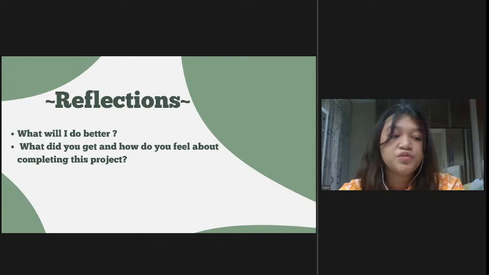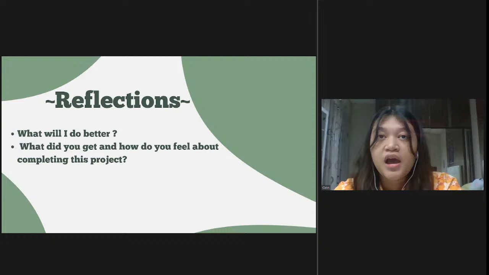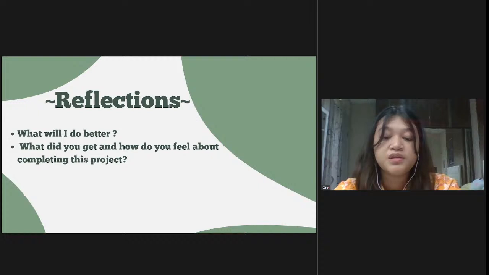The reflection, what will I do better? Of course, as I said before, in the challenges about time managing, I think I could develop more in time management if I did not just procrastinate. And I think I could have done this project earlier and also not be hectic at the end if I was not procrastinating.